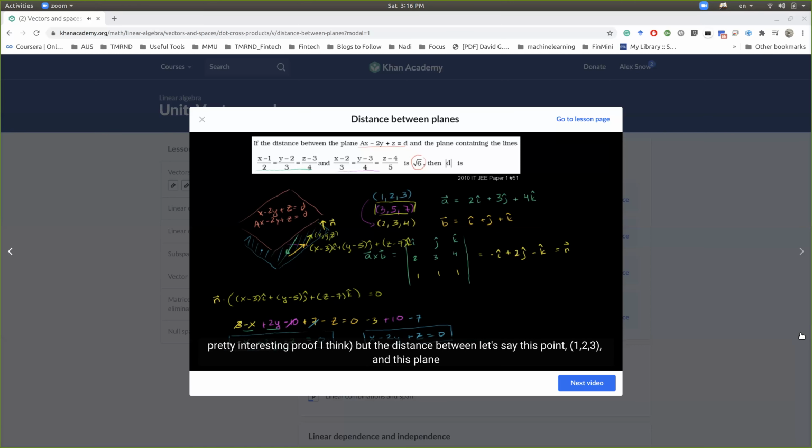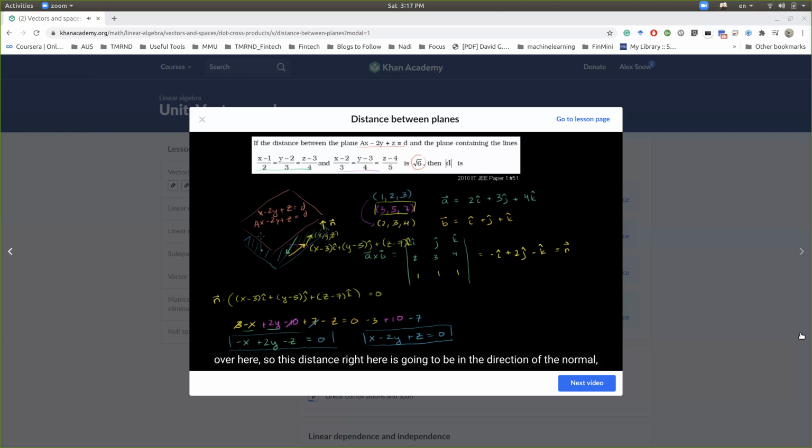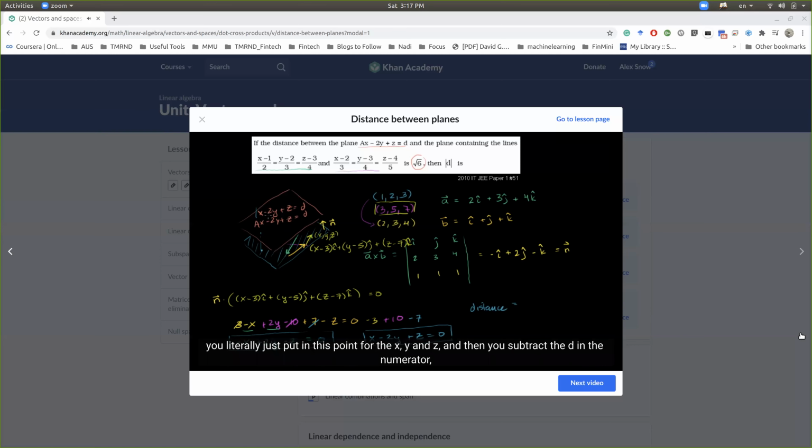But the distance between, let's say, this point, 1, 2, 3, and this plane over here. So this distance right here is going to be in the direction of the normal. The distance is going to be, I want to be careful not using that, so I'll actually write out the word. Don't want to overload variables. The distance is going to be, you literally just evaluate this. You literally put in this point for the x, y, and z, and then you subtract the d in the numerator. We saw that as the formula for finding the distance.